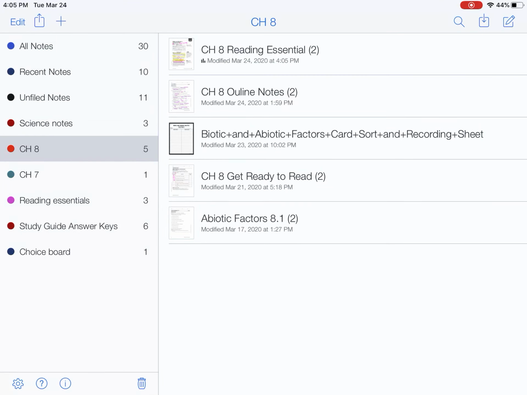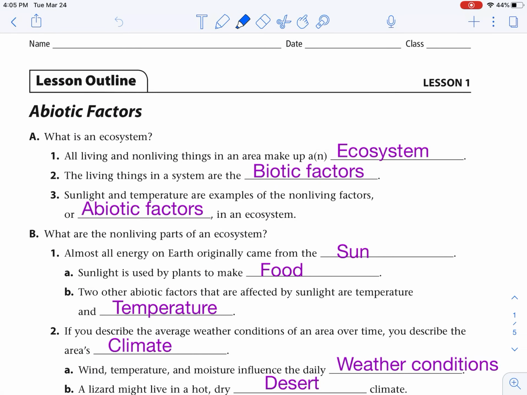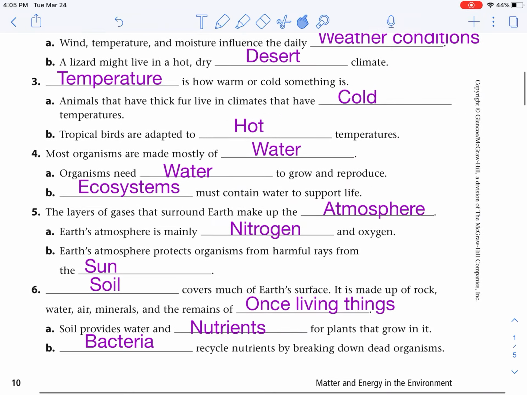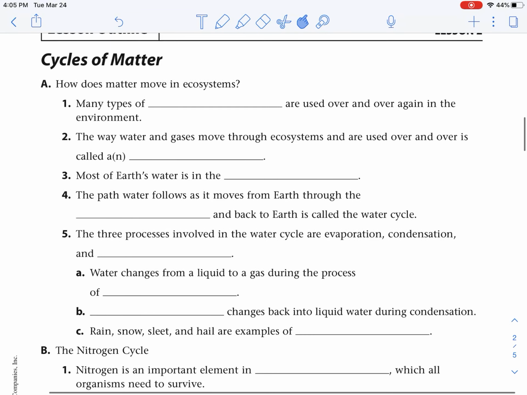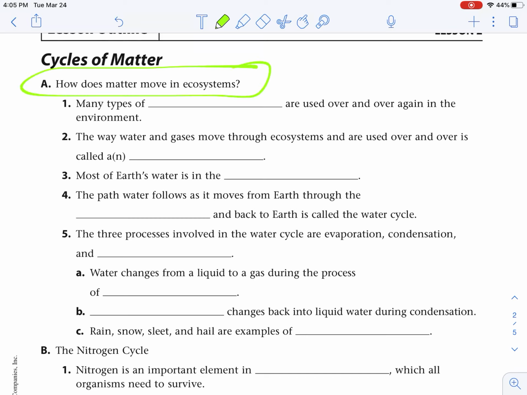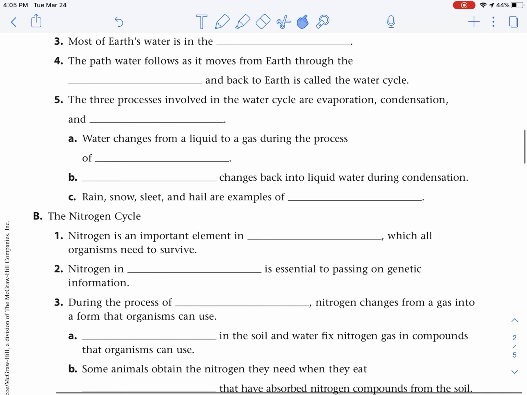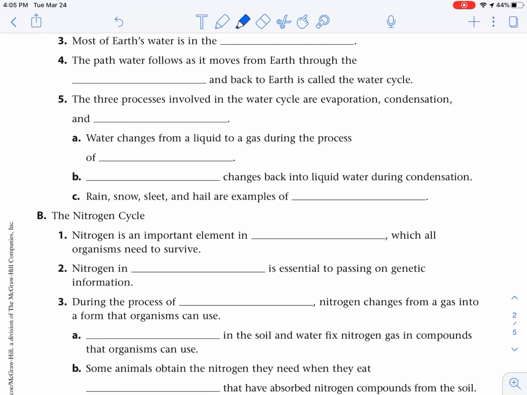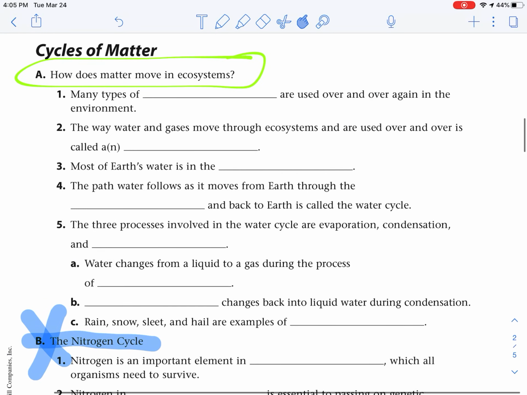So that ends our reading today of our reading essentials. We're just doing the lesson 1 today. So I want you to be filling out your outline notes, and you are just going to do this right here. A, how does matter move in the ecosystems? Because the next one down here is the nitrogen cycle. We did not read about this today, so we're going to wait on this. So to be caught up with your outline notes, then you need to do this section on A. All right, and we'll check them a little bit later.